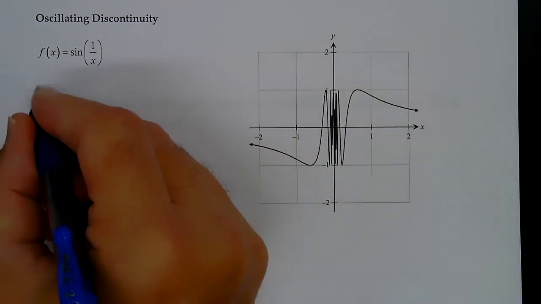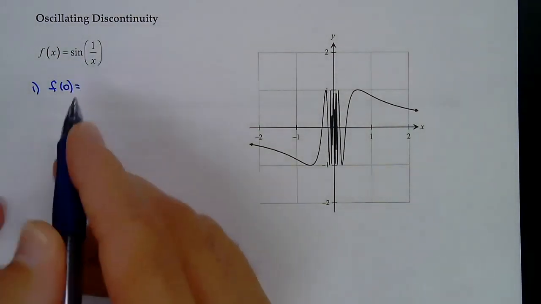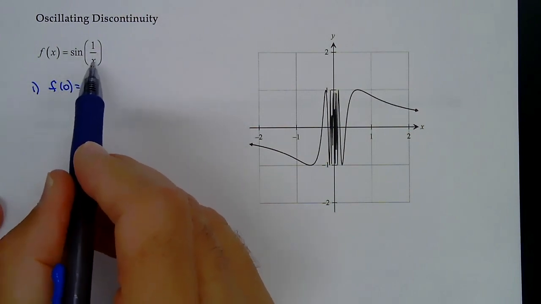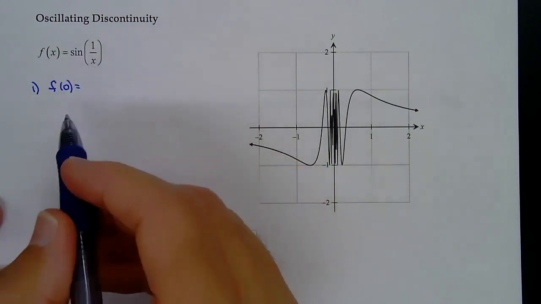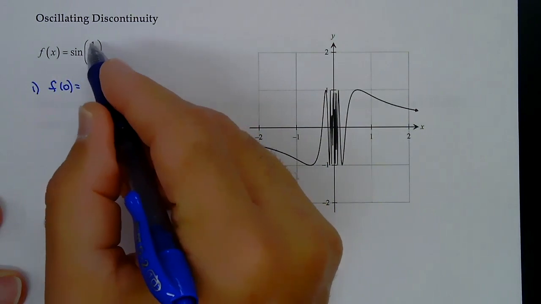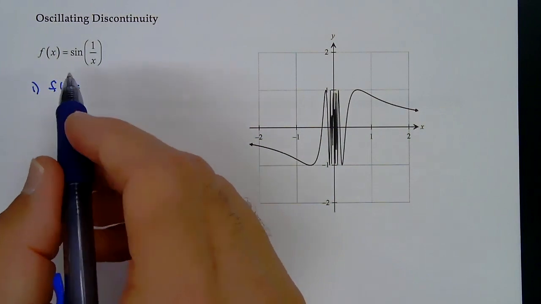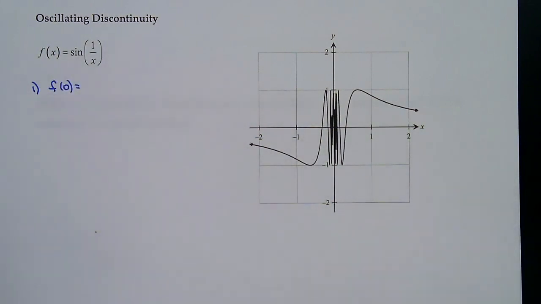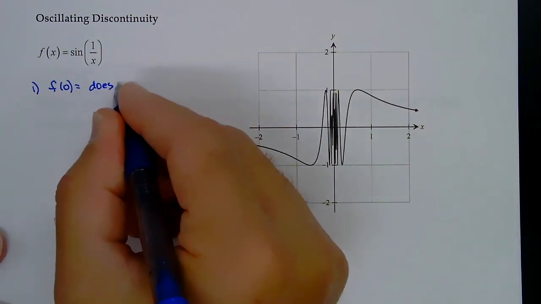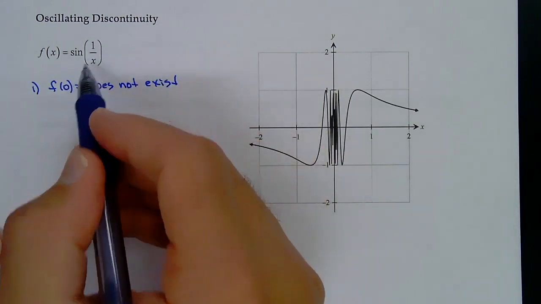So we go through this process. What's f of 0? f of 0 would be sine of 1 over 0, but 1 over 0 is going to cause a vertical asymptote. I should say it's going to cause this to be a really big number that you're putting into sine, and so it's just bouncing around like crazy. So f of 0 does not exist because you'd have 1 over 0 here.